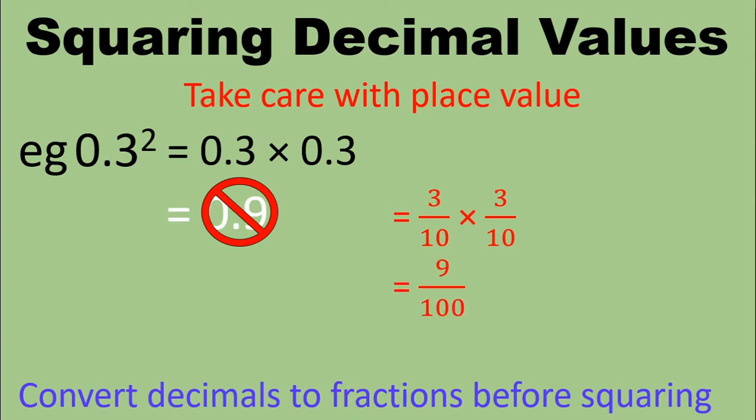That's 9 hundredths. So, as my question was given as a decimal value, I should give my answer in decimal form. 9 hundredths can be written as 0.09 because the 9 is in the hundredths position. Simple. Please try to work this way in future to avoid this place value error.